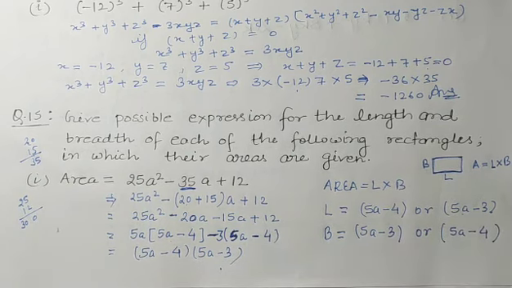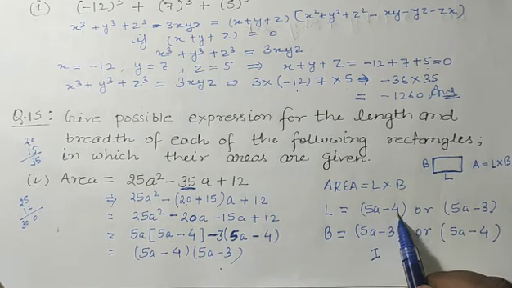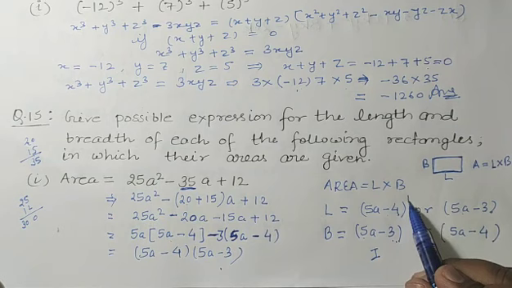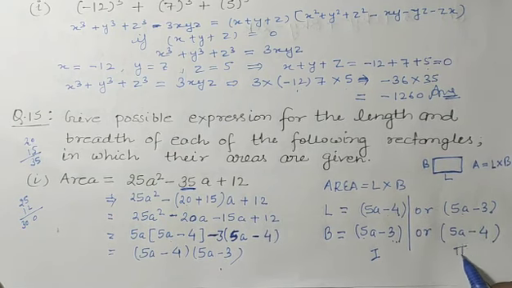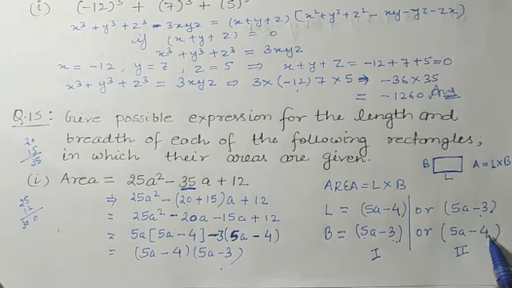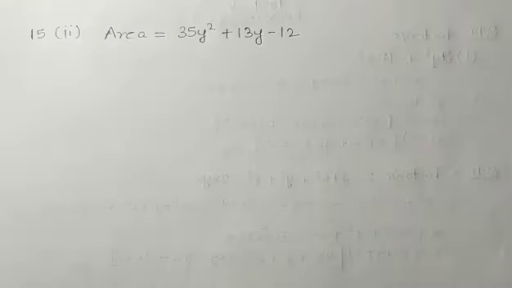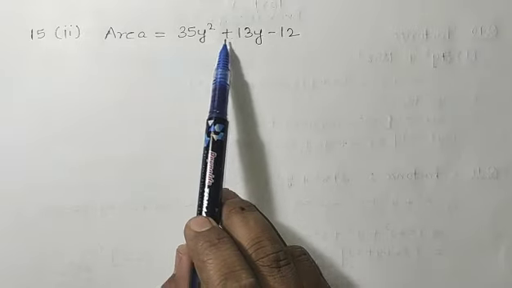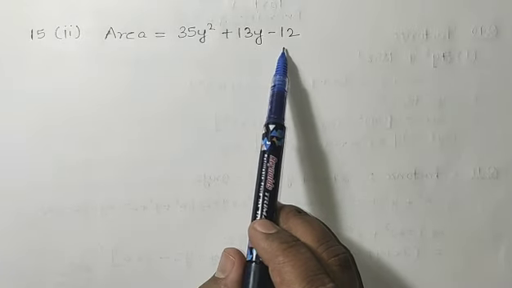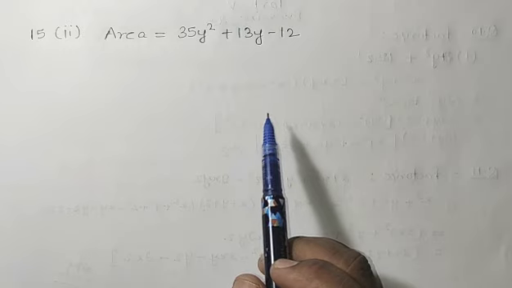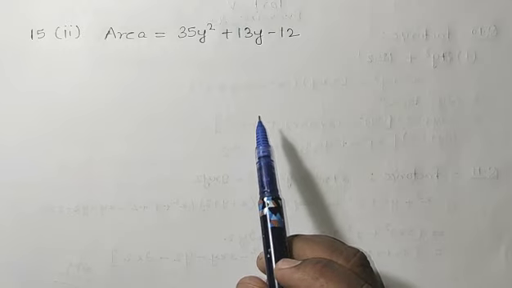So like this, students, two cases will be formed. In case first, if length is 5a minus 4, then breadth is 5a minus 3. Okay, and in the second case, if length is 5a minus 3, then breadth will be what? 5a minus 4. So like this we can solve the second part of this question also. Okay, so the second part is area is equal to 35y square plus 13y minus 12. Again we have to find length and breadth, students. So firstly we'll factorize it.